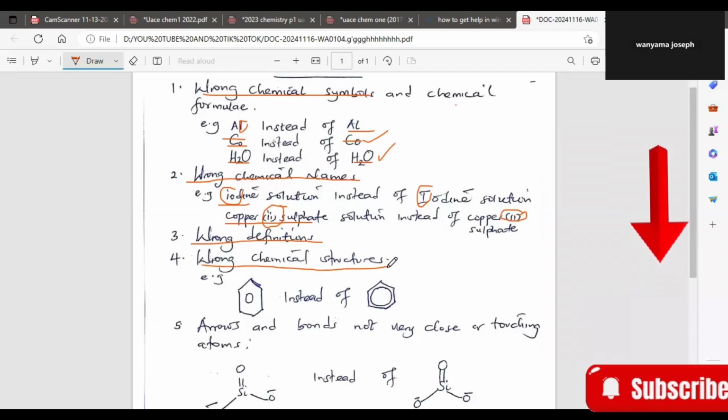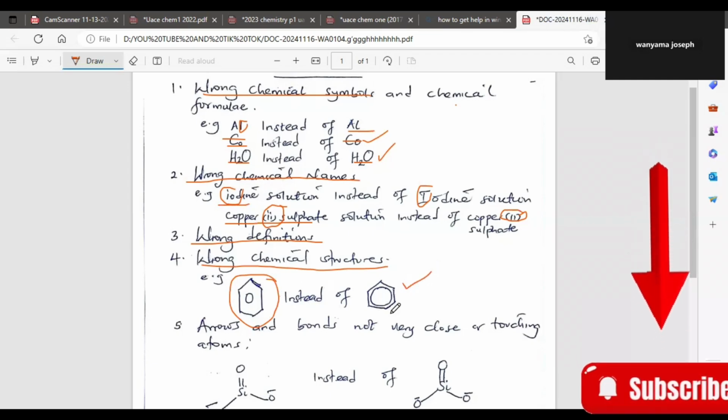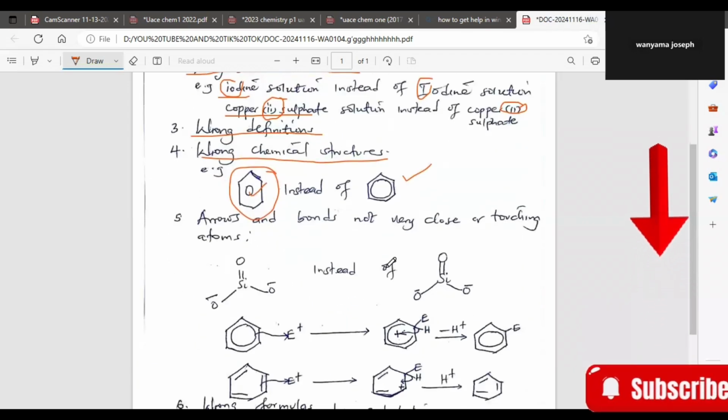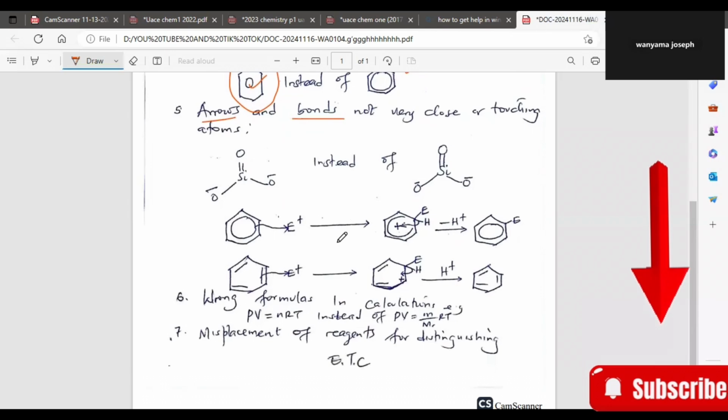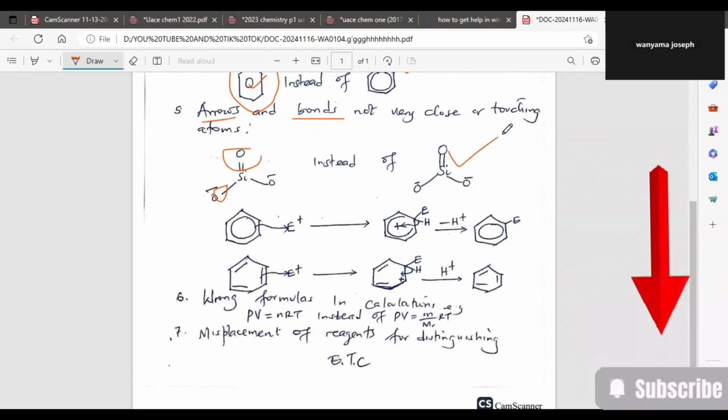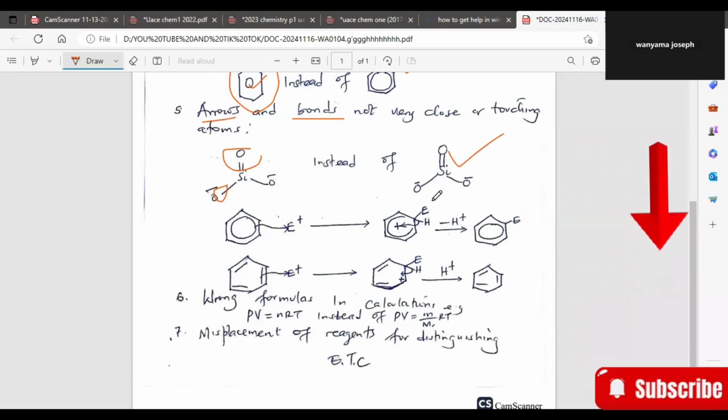Also, wrong chemical structures. Most students have a problem in drawing benzene, but even mine, though it's not accurate but fair, ensure that the circle inside is fairly large, not this small one here. And other chemical structures, of course, draw them rightly. Then arrows and bonds should either touch atoms or should reach atoms. Like here, there is a gap here, so it will be penalized. So make sure that the bonds are actually touching the atoms.